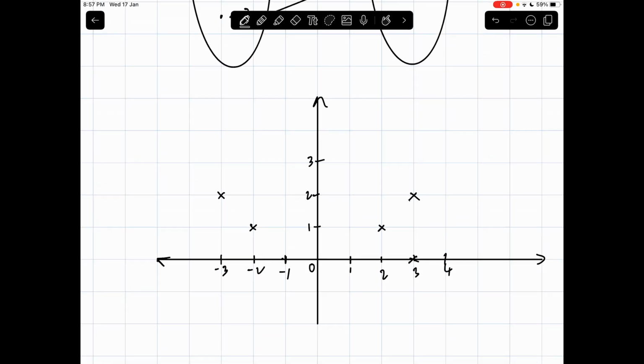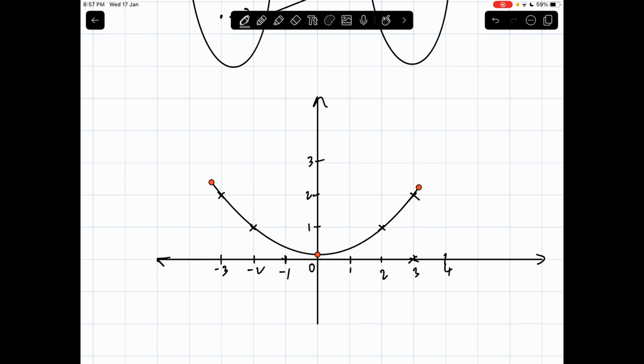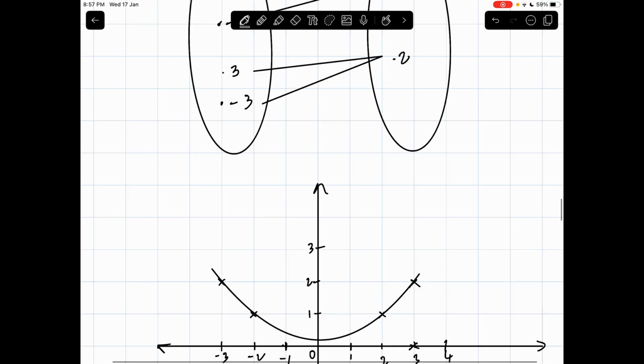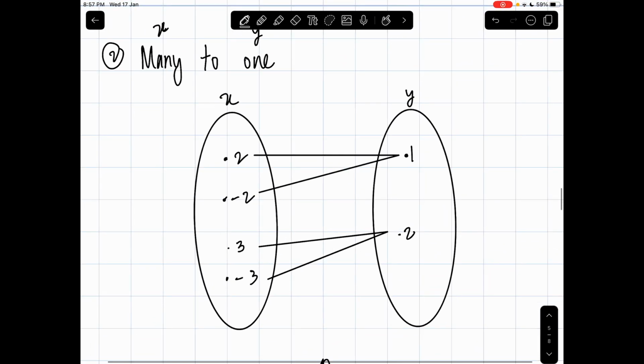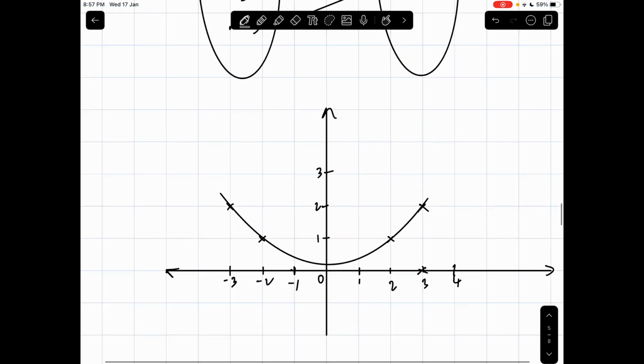So with extra numbers, you will get a graph that looks something like this. Yeah, it's a bit haywire, but you get the idea. This is how a quadratic graph will look like. It's just that many x values will have one y value. So for a quadratic function, two x values will share the same y value.